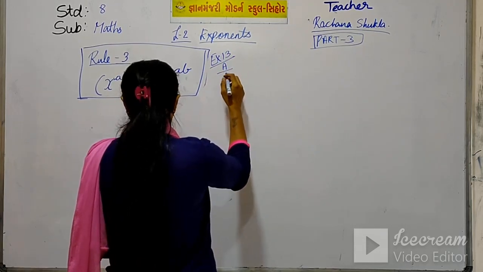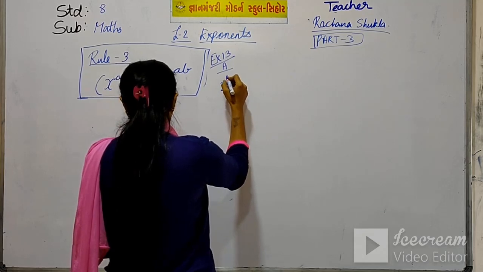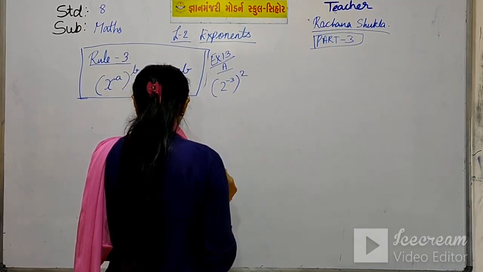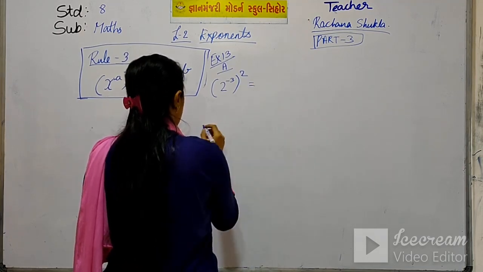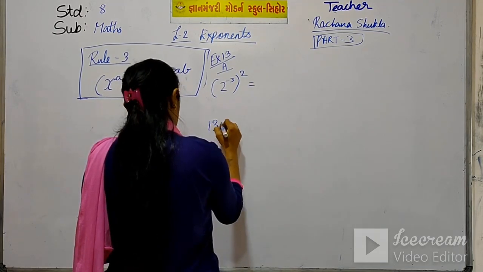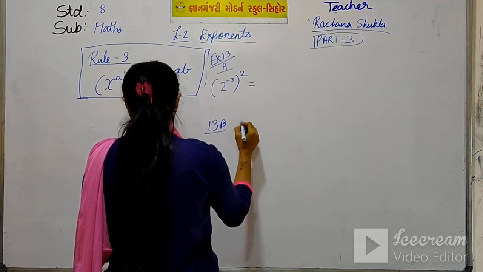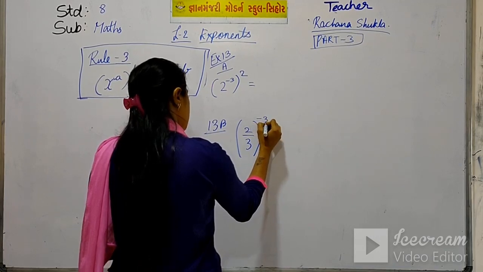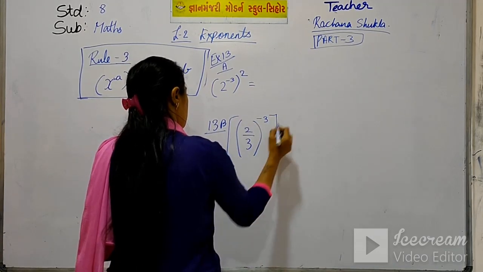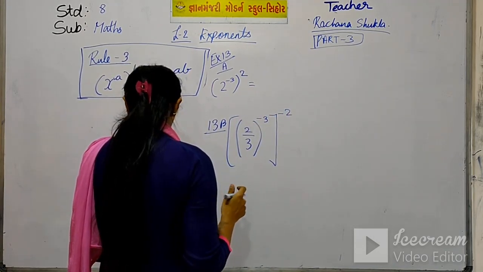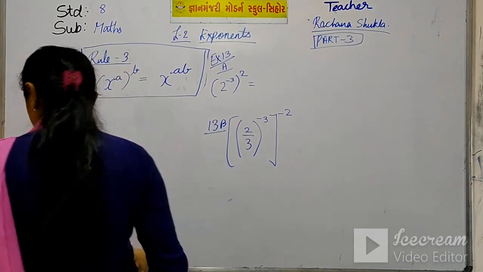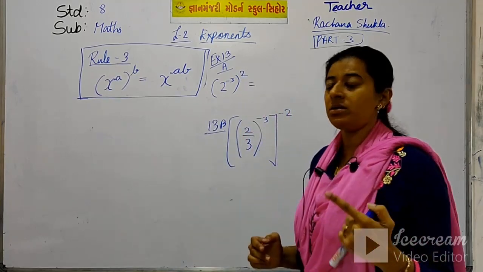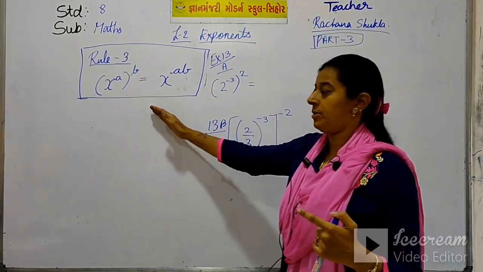Your question is 2 raised to minus 3 whole raised to 2. Then 13b is 2 upon 3 raised to minus 3 raised to minus 2. Now let's see these two sums, that is example 13 according to rule number 3.